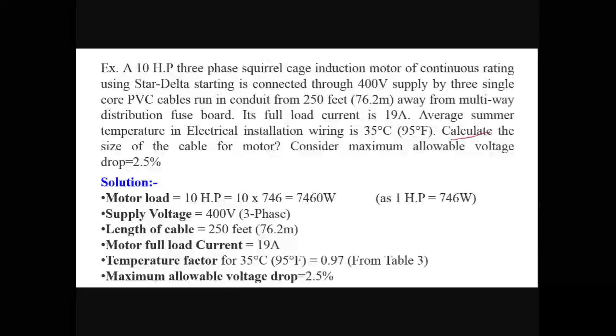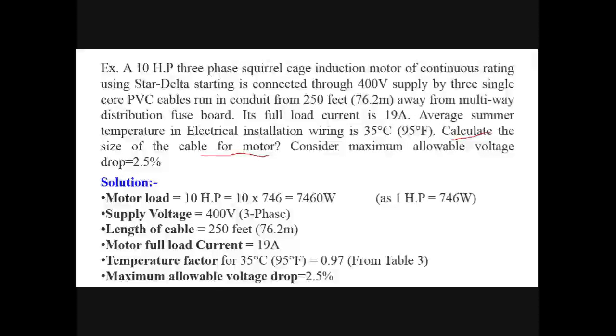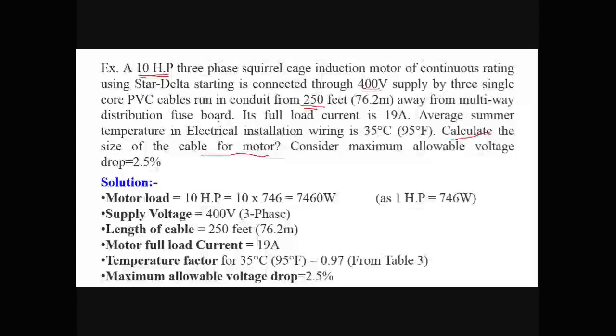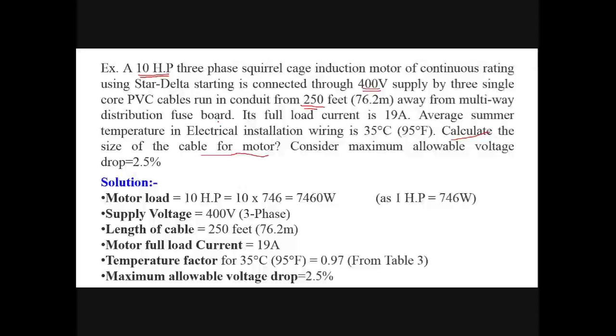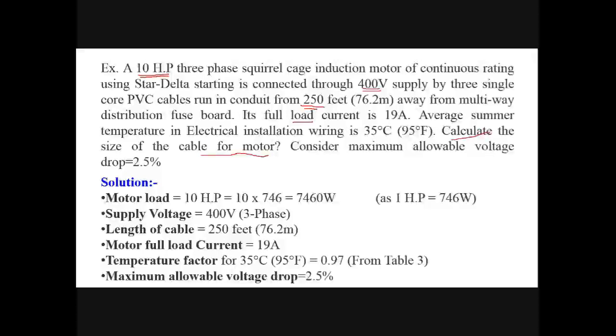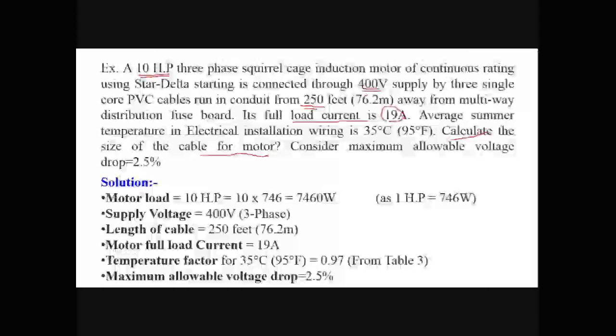The numerical says that we have to find out the cable size for the motor. Yes. So they have given the motor specification. What is the motor specification? The load they have given, the motor load. What is the motor load? 10 horsepower is the motor load, and it is connected to 400 volt. So that is the voltage. Yes. And they have given that we are going to connect this PVC cable run in conduit, 250 feet away from the multi-way distribution fuse board. तो जी मोटर आहे ती फ्यूज बोर्ड पासून ते तुमच्या ऍप्लिकेशन पर्यंत हे अंतर किती तुमचं 250 फीटचं अंतर आहे. Yes, and they have directly given the full load current as 19 ampere.